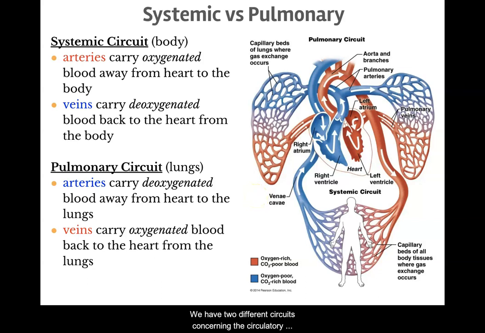We have two different circuits concerning the circulatory system, the systemic circuit and the pulmonary circuit. I'm going to talk about the systemic circuit first. That's basically everywhere in the body that's not our lungs.